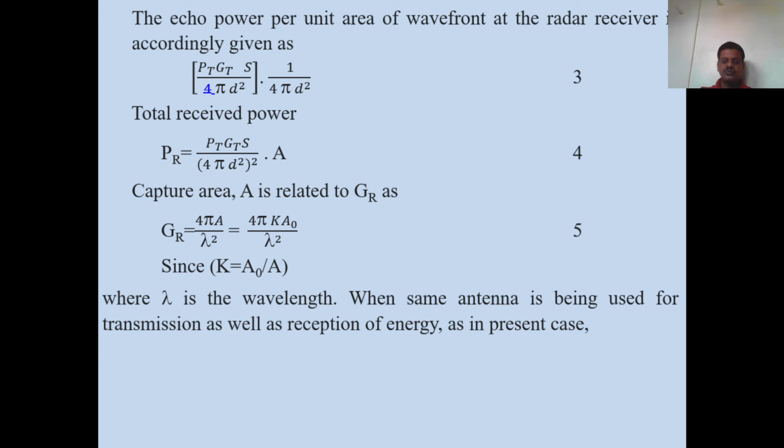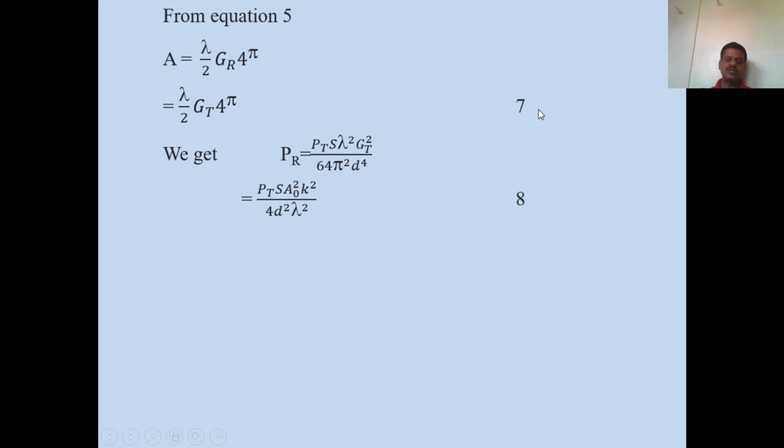When the same antenna is used for transmission as well as reception of the energy, in the present case the transmitter gain is equal to the receiver gain, means GT is equal to GR. From equation number 5 we can write A is equal to lambda square by 4 pi into GR, and that is also equal to lambda square by 4 pi into GT. Here we have substituted GR equal to GT. Therefore, A is equal to lambda square GT by 4 pi. This is equation number 7.